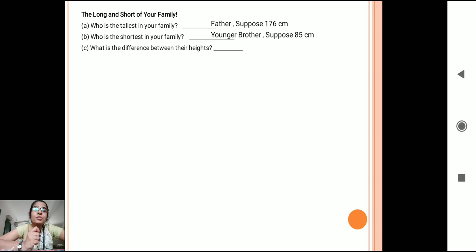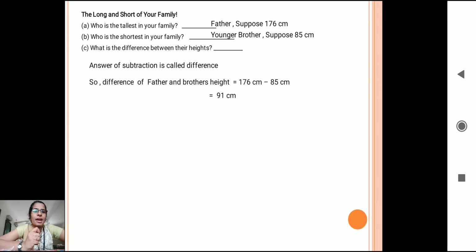Now what is the difference between their height? It will be like how tall is your father compared to your younger brother, isn't it? So what does difference mean, children? If you remember, difference means it is the answer of subtraction, which is called the difference. So how will you find the difference between your father's height and younger brother's height? You will subtract their heights. Yes, very good. So the difference of father and brother's height is 176 minus 85. That is 91 centimeter. Very good.